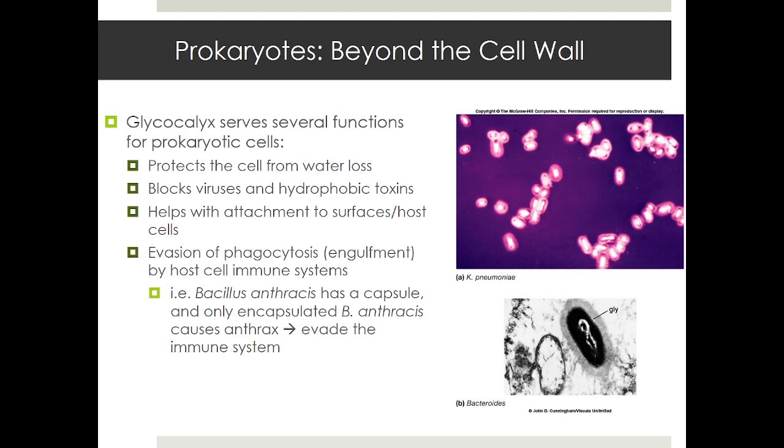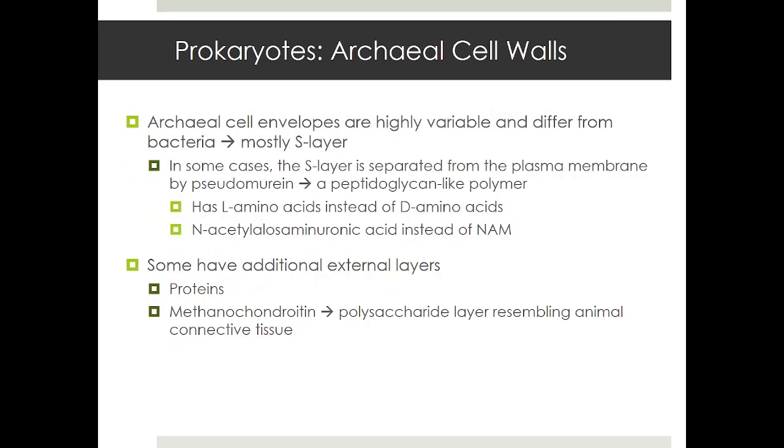So we'll look very briefly here at archaeal cell walls. Instead of peptidoglycan, what they have is variable and different from bacteria, and is something mostly made up of what's called an S layer. The S layer is going to be similar to peptidoglycan in terms of structure. It's made up of sugar and also proteins, and it's also going to be separated from the plasma membrane in a similar fashion to what we see in gram-positive and negative cells as well. Some archaea can also have even more external layers that can be made up of protein, or also something like methanochondroitin, which is a polysaccharide layer that is very similar in structure to animal connective tissue.